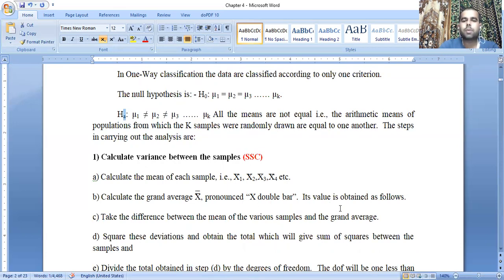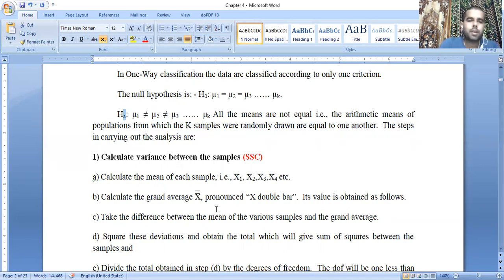Its value is obtained as follows. There is a small principle for x double bar also. Before we calculate the SSC value, we have to find the grand mean of averages, the grand mean of all the observations. We have to calculate x double bar two times. In the next class we are going to do a small problem practically, and in that problem you will get clarity regarding x double bar.